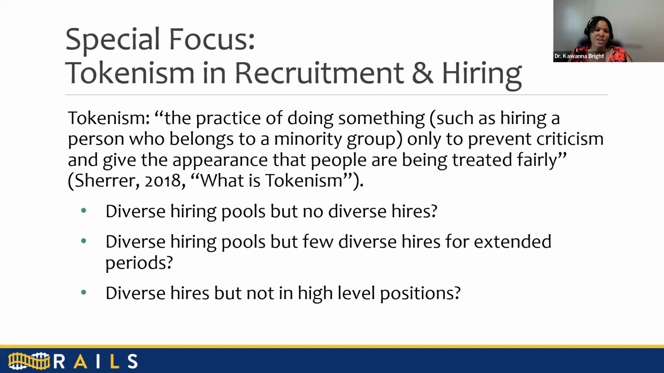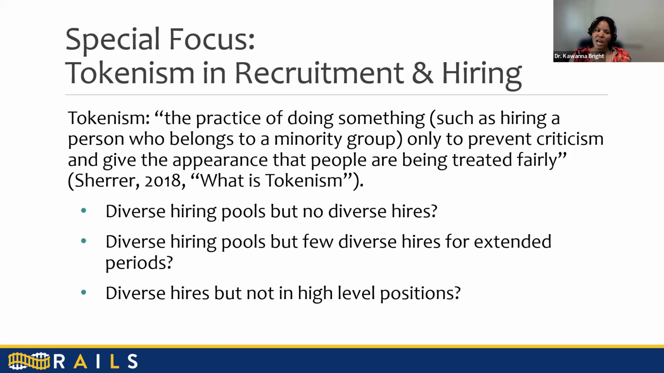All right, so the last thing before I send you into the breakout groups, and these are things I want you to be thinking about, is we do have to focus on the issue of tokenism in recruitment and hiring. So tokenism is this practice of doing something, usually hiring a person because they belong to a minority group, only to prevent criticism and to give the appearance that people are being treated fairly. So you're not really worried about them doing a job, you're just worried about the optics, you're worried about what people physically see. And how does this usually show up, and how can you tell if this is happening?